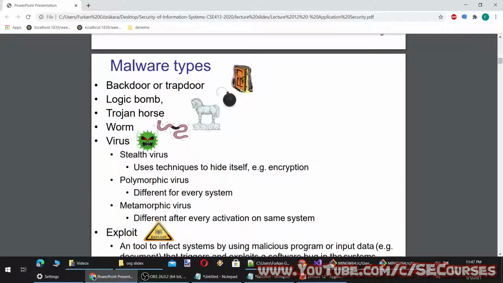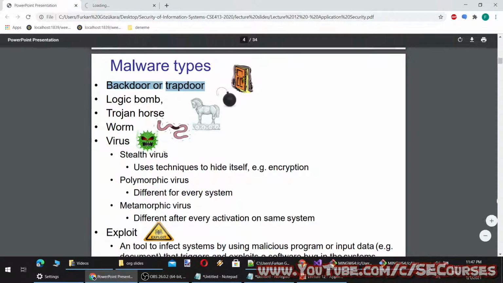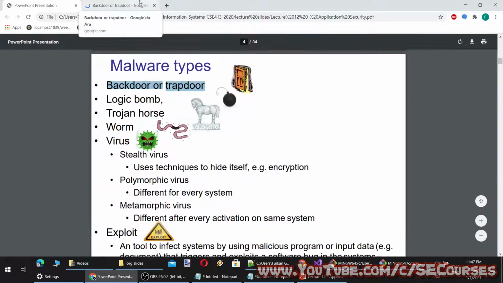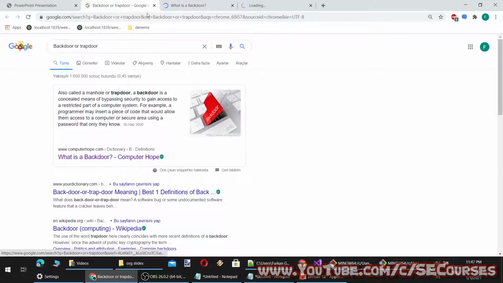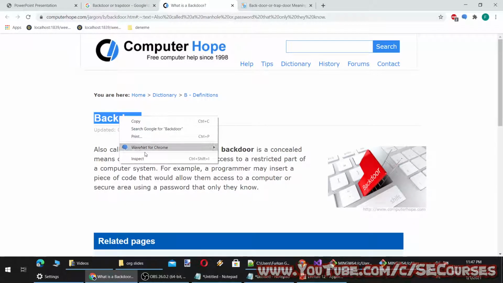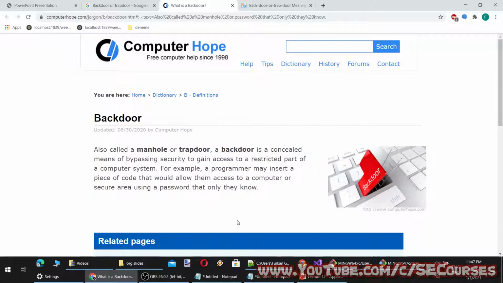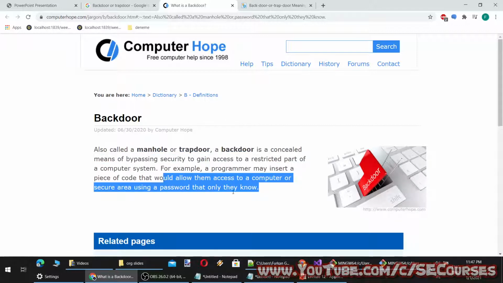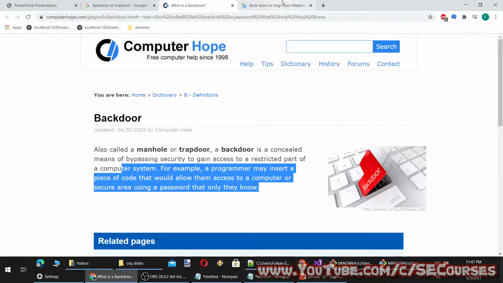So what are the malware types? Backdoor or trapdoor. Okay, let's look at what a backdoor or trapdoor is. Also called a manhole or trapdoor, a backdoor is a concealed means of bypassing security to gain access to a restricted part of a computer system. For example, a programmer may insert a piece of code that would allow them access to a computer or secure area using a password that only they know.